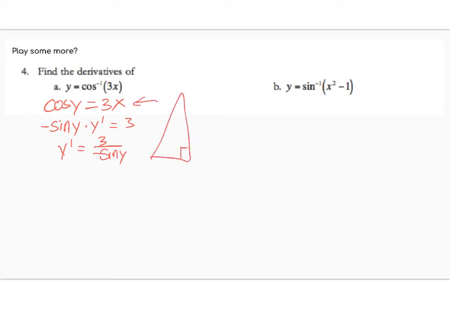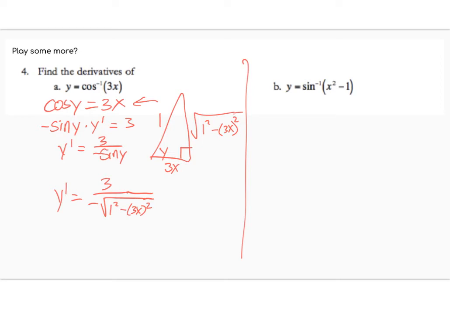Make my triangle. All right, y cosine is adjacent, so that's 3x over hypotenuse is 1. I'm going to use the Pythagorean theorem. Hypotenuse squared is 1 squared minus a squared, 3x squared. And then I need sine of y. Sine is opposite over hypotenuse. Hey, hypotenuse is 1. That's kind of nice. So what I'm really going to end up with here is y prime is equal to 3 over negative the square root of 1 squared minus 3x squared. Okay.